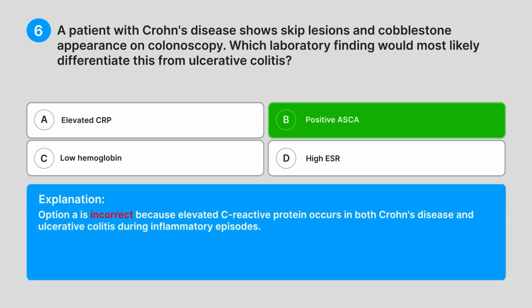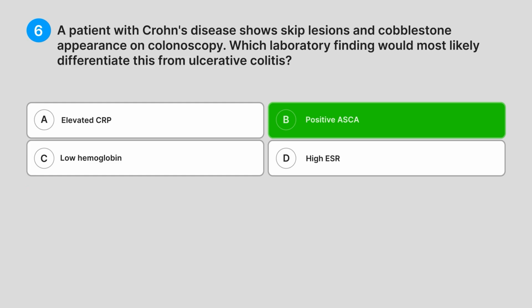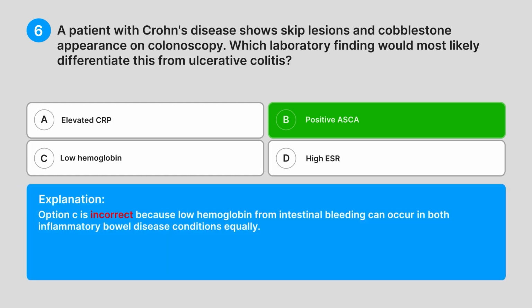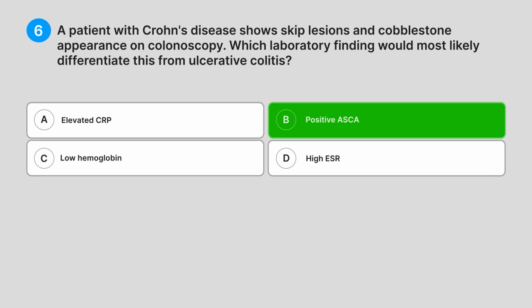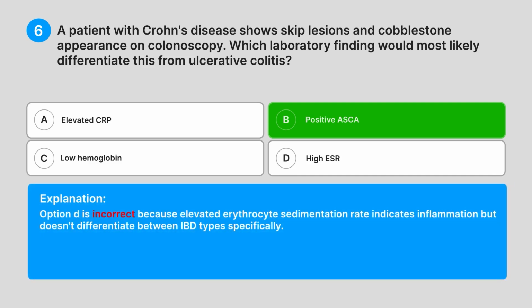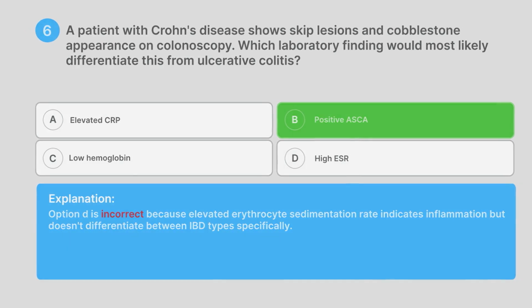Option A is incorrect because elevated C-reactive protein occurs in both Crohn's disease and ulcerative colitis during inflammatory episodes. Option C is incorrect because low hemoglobin from intestinal bleeding can occur in both inflammatory bowel disease conditions equally. Option D is incorrect because elevated erythrocyte sedimentation rate indicates inflammation but doesn't differentiate between IBD types specifically.